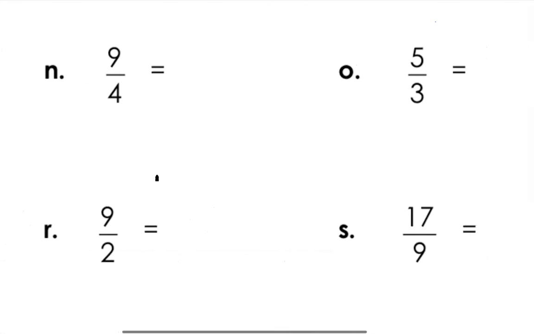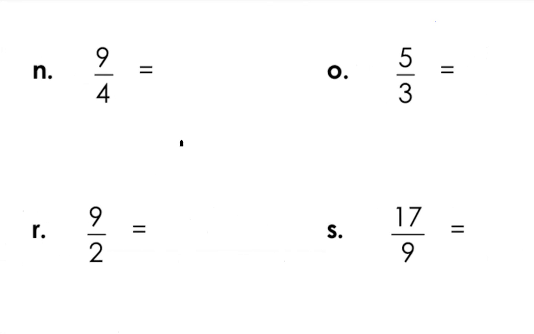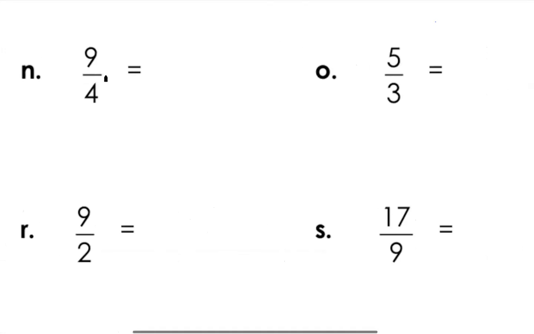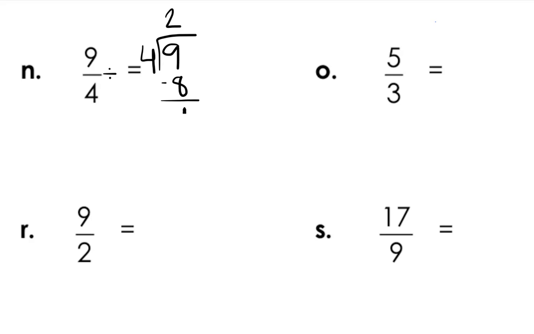So for N, I have 9/4, and I'm going to leave the work on this one. So remember, this symbol means to divide. So I'm doing 9 divided by 4. So we're doing 9, it's being broken up by 4. So I think, how many full times can 4 go into 9? That's twice. 4 times 2 is 8. And I subtract. 9 minus 8 is 1. Okay, so the first part's super simple, just some quick long division.